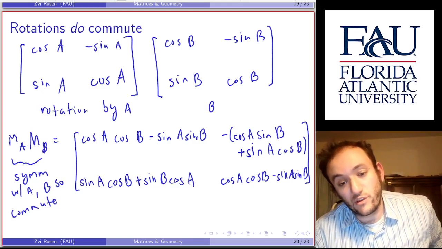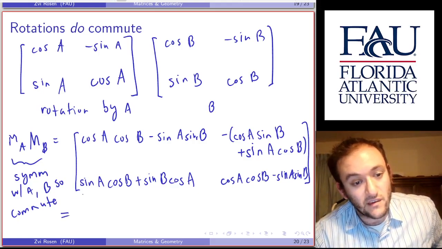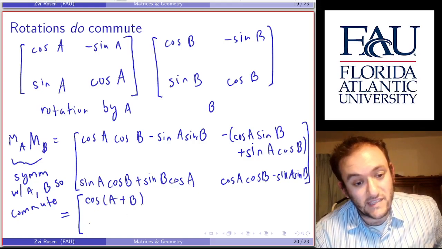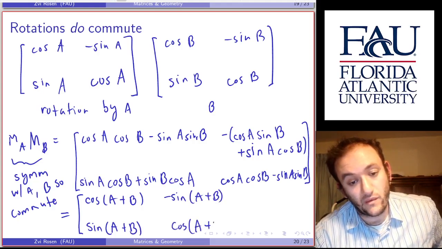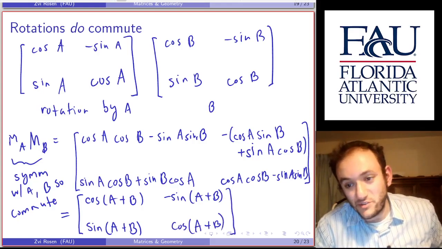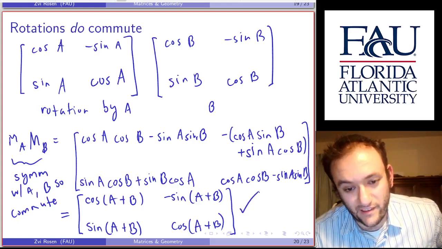Okay? But one thing you can notice going even further is that each of these is one of the angle addition formulas. So the top left is cosine A plus B, and the bottom left is sine A plus B. Top right is minus sine A plus B. Bottom right is cosine A plus B. So this gives us a way to remember our angle addition formulas. You just do matrix multiplication on the corresponding rotation matrices. Okay, I think that's pretty cool.